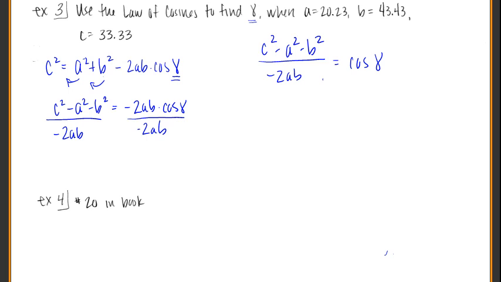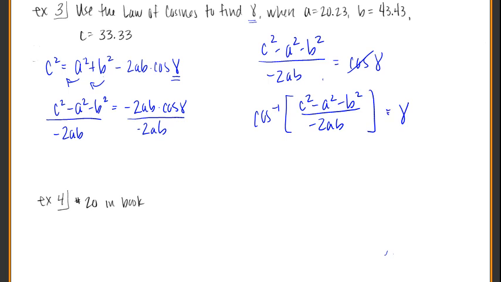Again, I'm solving for an angle, so the only way I can get rid of cosine is if I do the inverse. So cosine inverse of C squared minus A squared minus B squared over negative 2AB is equal to gamma. Now all I have to do is plug in C as being 33.33 squared, A as being 20.23 squared, B as 43.43 squared.